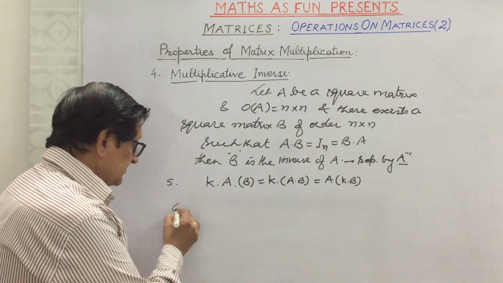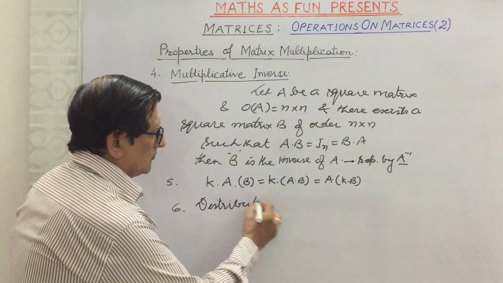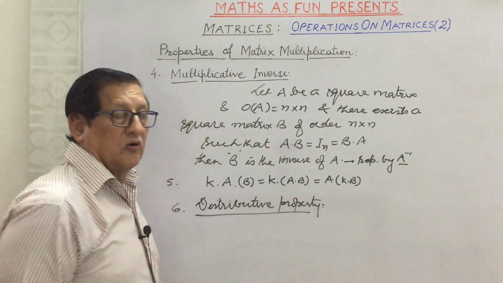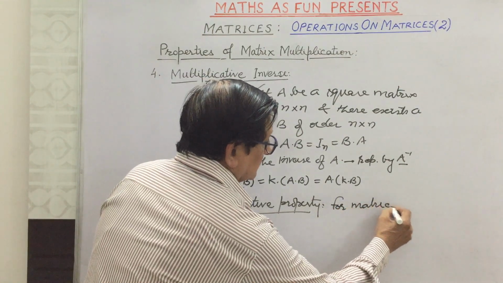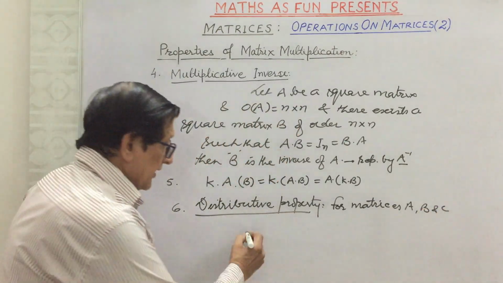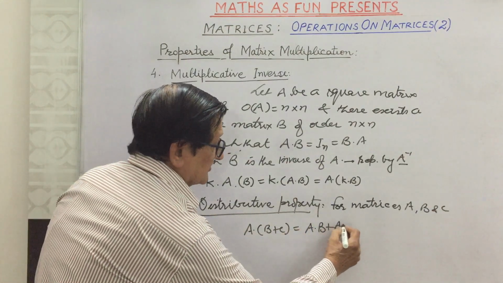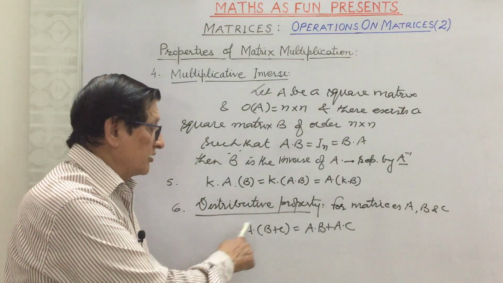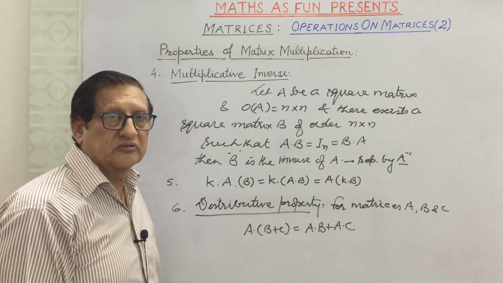Next is the sixth one, that is the distributive property. For any matrices A, B and C, A into (B plus C) is same as A into B plus A into C, if the order of them is such that the product is existing. This can also be seen with the examples.